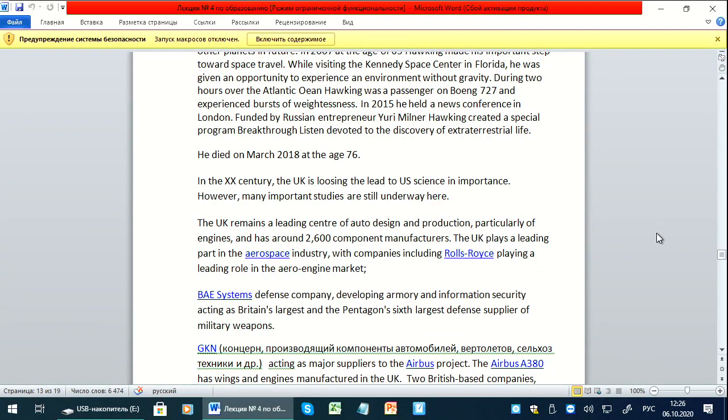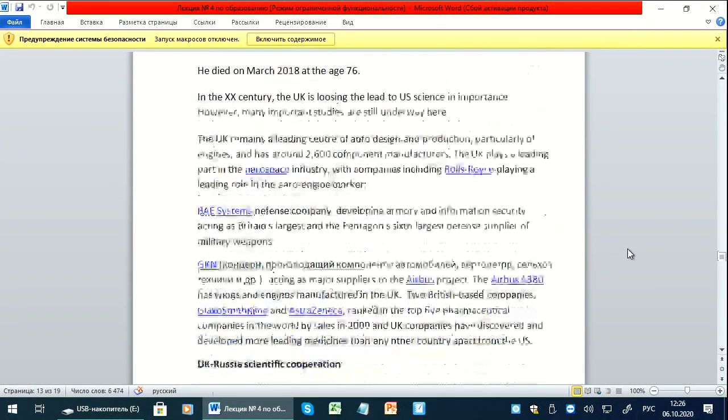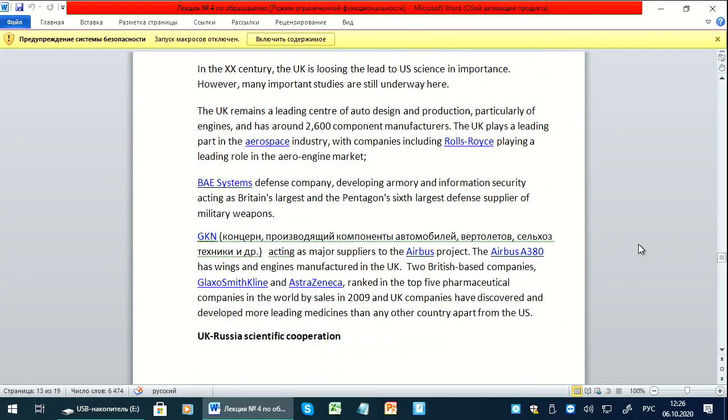This concern is acting as a major supplier to the Airbus project. The Airbus A380 has wings and engines manufactured in the United Kingdom.